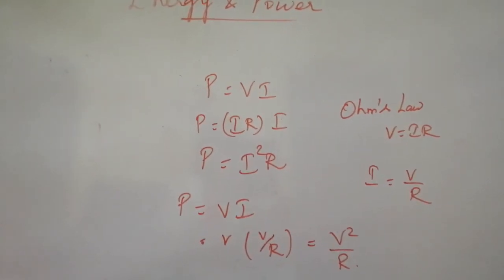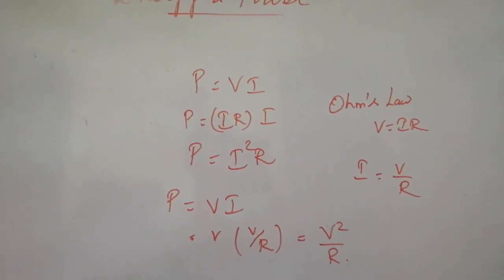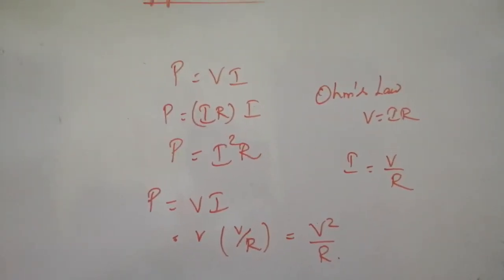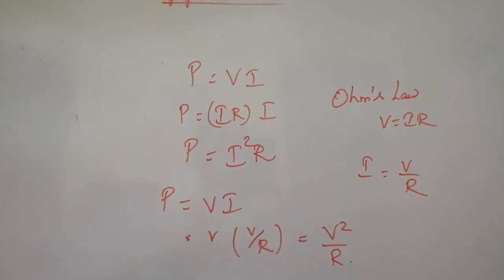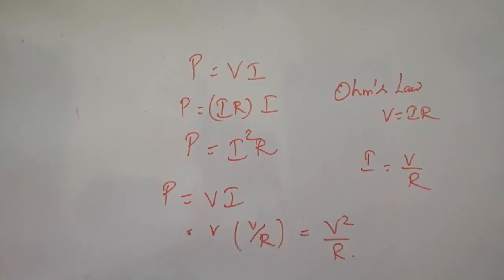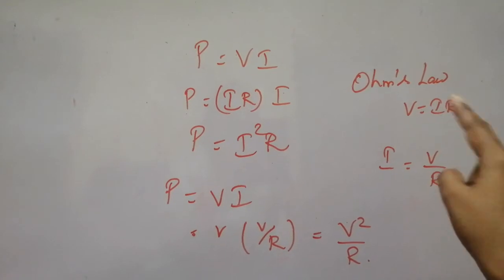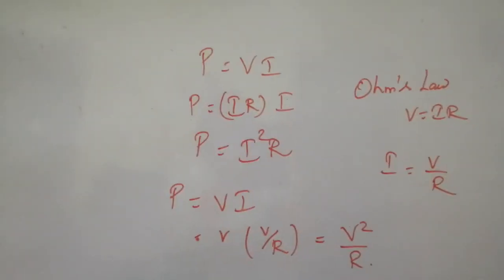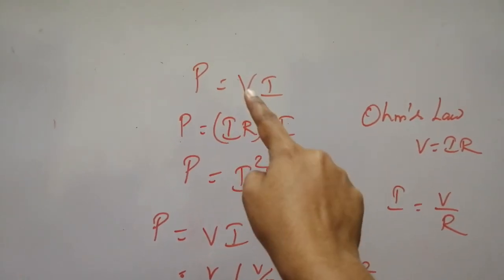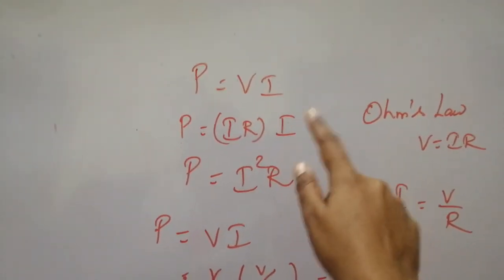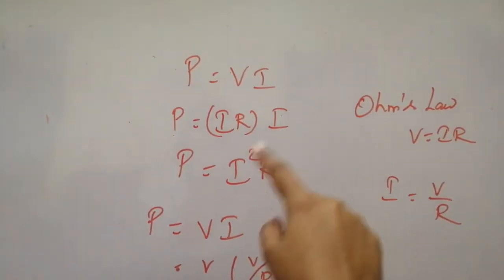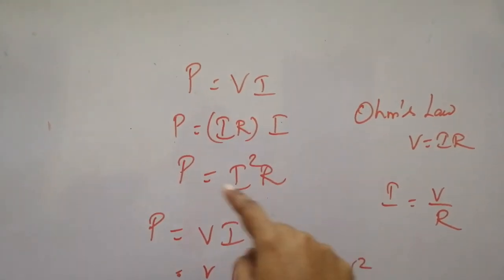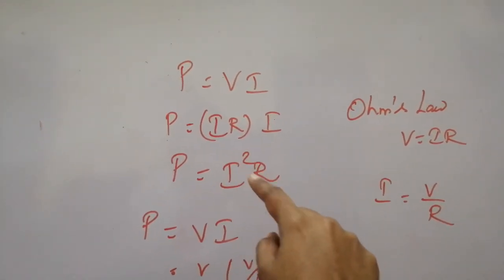We can also rewrite this equation using Ohm's law. We have power P equal to V into I, and according to Ohm's law, V is equal to IR. So instead of V, I replace it with IR in the power equation. So P is equal to IR into I, so you have I squared R. Power P can be written as I squared R.